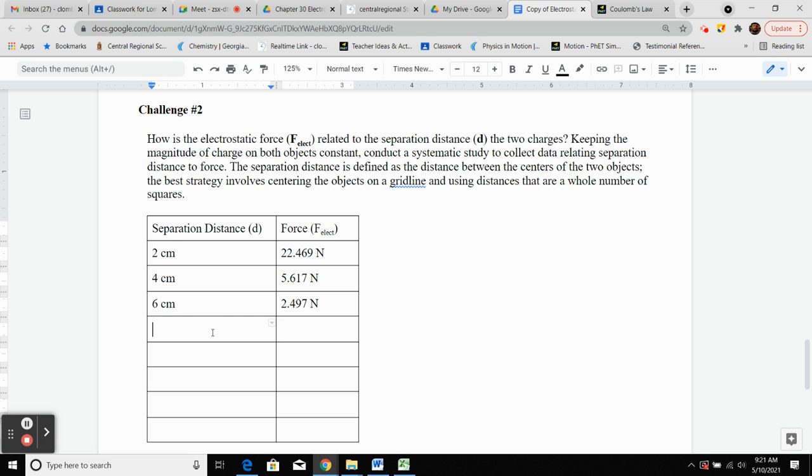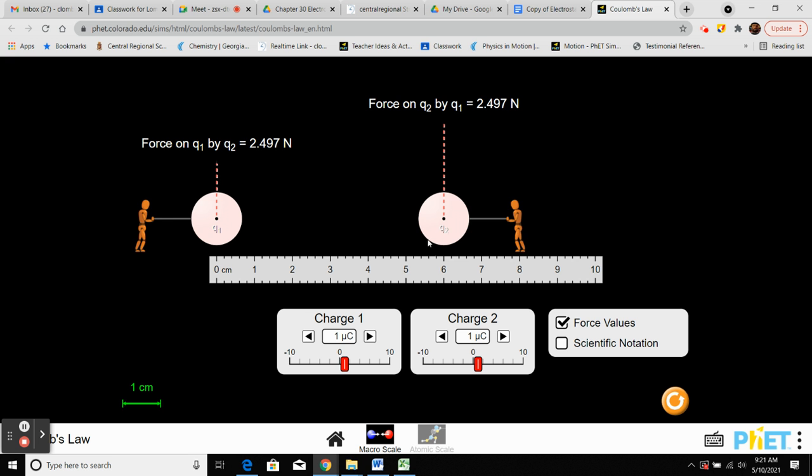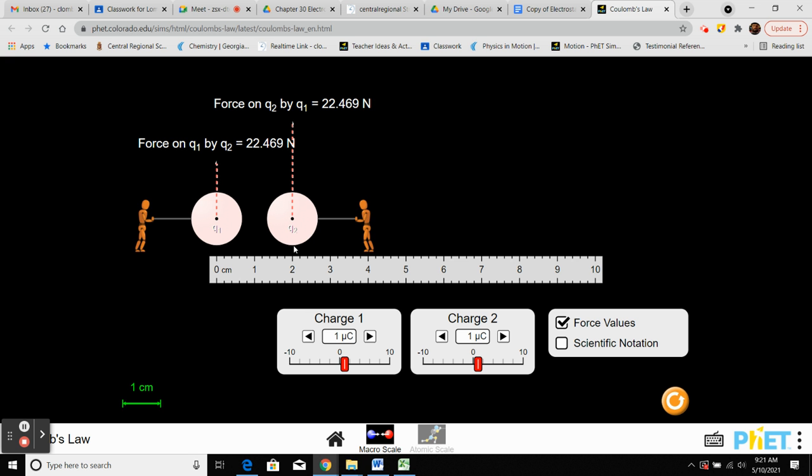So as I'm seeing, as the pattern is emerging, as I increase the distance between the two charges, the force decreases. So obviously if we change this to 8 centimeters, do you think it's going to be more or less than this 2.497? It looks like it's decreasing, so less. It's going to be less. Okay. So again, what was the original value?